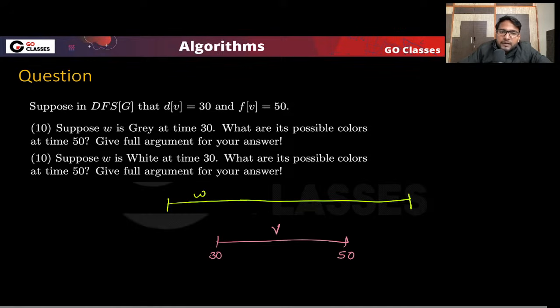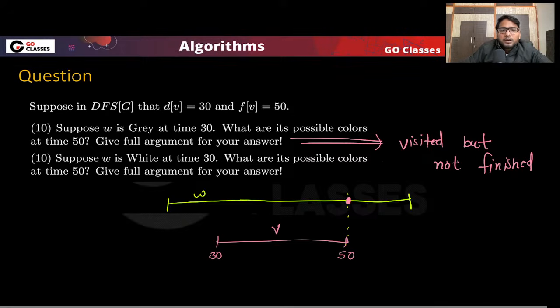Now they are saying if W is gray at time 30, what are the possible colors at time 50? So at 50, what is the situation of W? It is gray only, right? It is visited only, right? Visited but not yet finished. So it is gray only. So what are the possible colors? Which means it is visited but not finished.